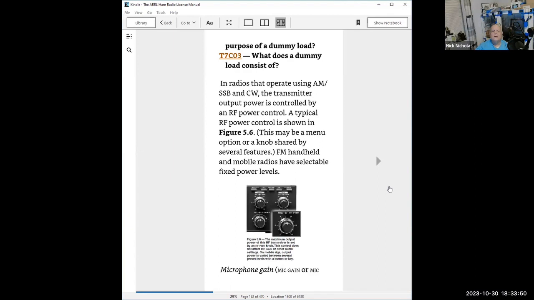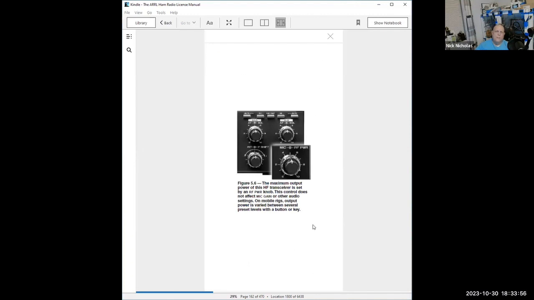Generally speaking, there's a handy way about this. Figure 5.6 shows a microphone audio volume or microphone gain knob. Generally speaking, the midway point is a pretty safe spot to set it.